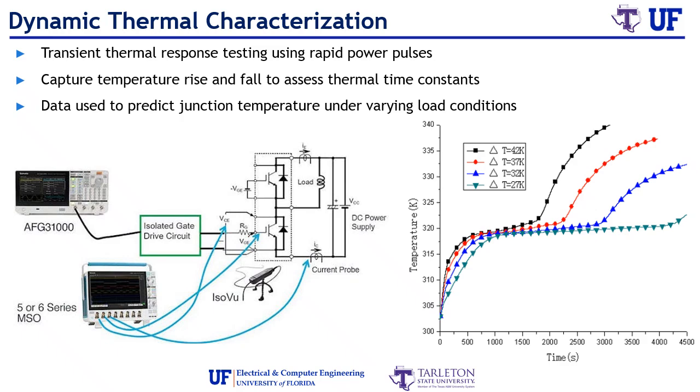The schematic on the left shows a typical test setup using an arbitrary function generator, gate drive circuit, and oscilloscope to control and monitor voltage, current, and temperature in real time. The plot on the right shows temperature versus time at different load conditions. Each curve represents a distinct operating power or ambient temperature, illustrating how thermal response varies with load. The data gathered from these tests is critical for predicting junction temperature under dynamic operating conditions, ensuring that devices remain reliable even under fast switching or high power transients.